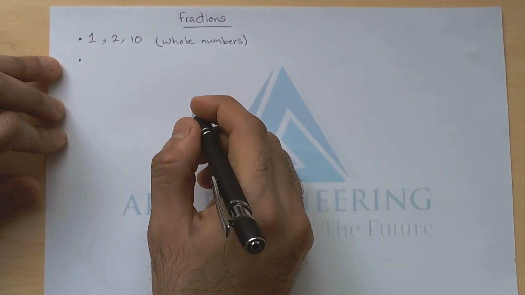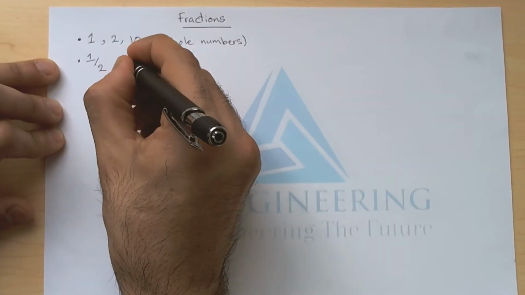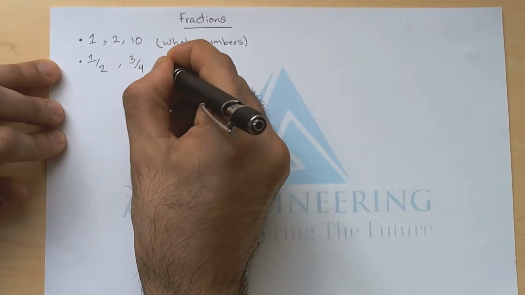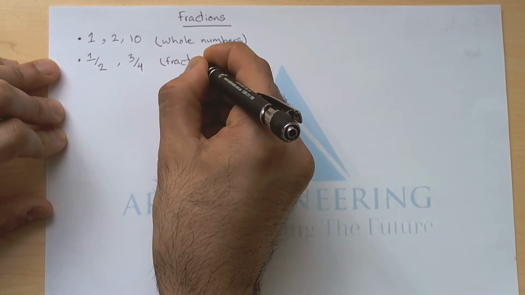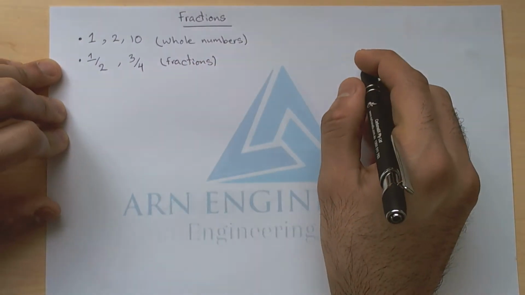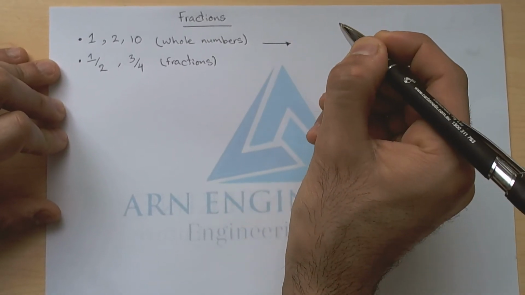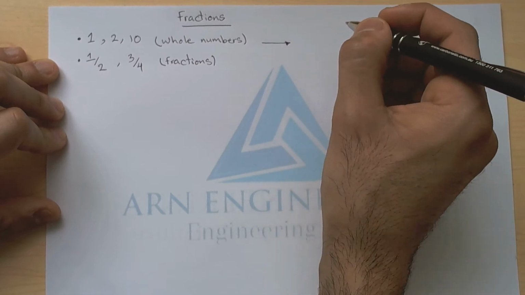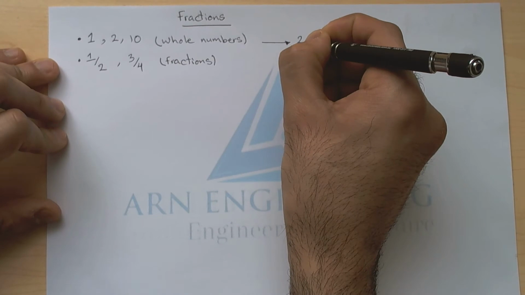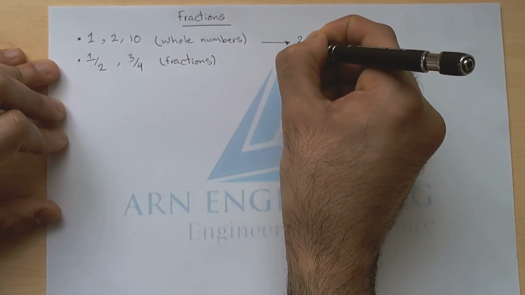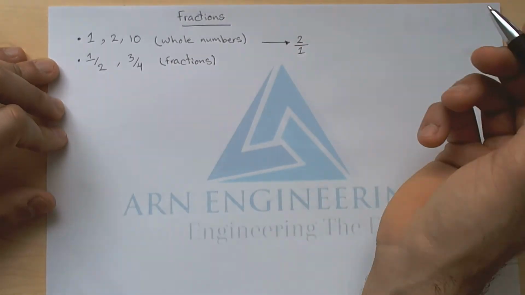An example of a fraction could be 1 over 2, could be 3 over 4. These are fractions. Now, whole numbers can be shown in the form of a fraction. For example, the number 2, a whole number, can be shown as 2 over 1, which is a form of a fraction.